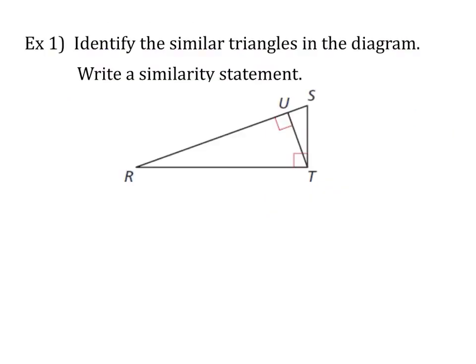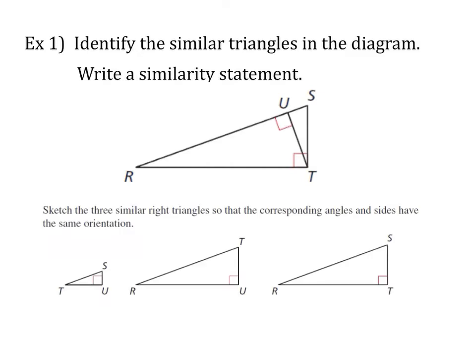So let's just practice identifying similar triangles. Use this diagram and write similarity statements. So let's start by sketching the triangles separately. Here we have all three triangles from smallest to largest: triangle TSU, triangle RTU, and triangle RST. Our corresponding angles are in the same orientation, and so are the sides, making it a lot easier to write our similarity statement. So triangle TSU is similar to triangle RTU, which is similar to triangle RST. Remember, order of the letters matters.